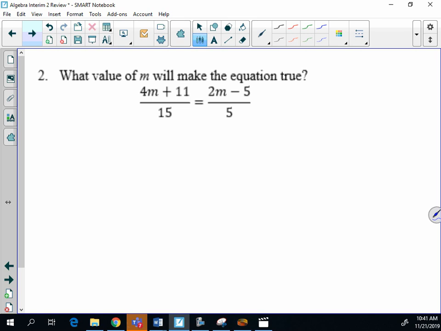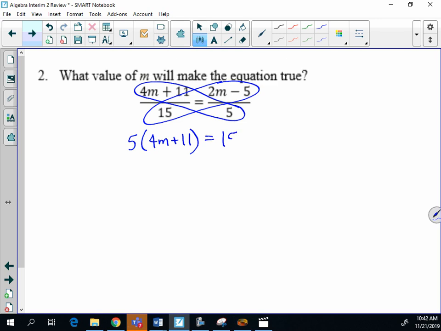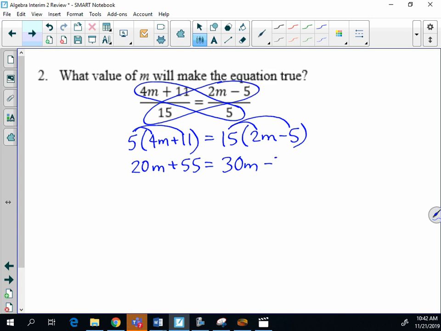Number 2 is the same type of problem. We are going to cross multiply again. Let's multiply the denominator of 5 times 4m plus 11. Let's multiply the denominator of 15 times 2m minus 5. Again, we have to distribute on each side. 20m plus 55. On the other side, 30m minus 75. Let's get our like terms together on each side.